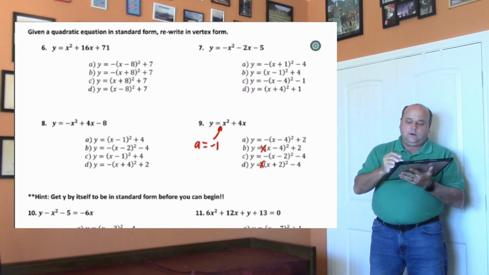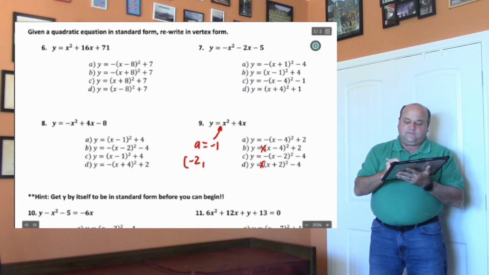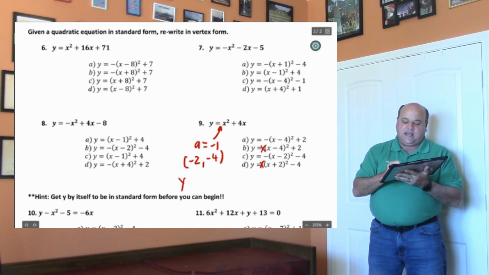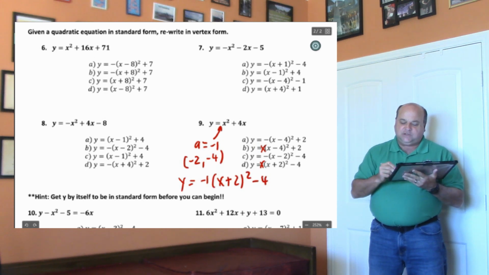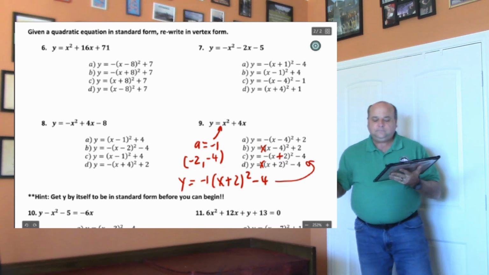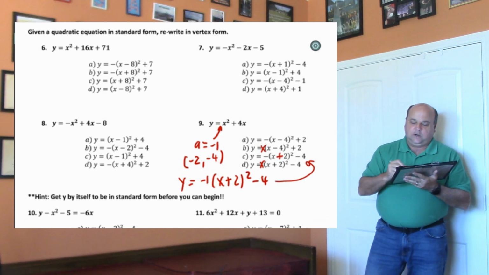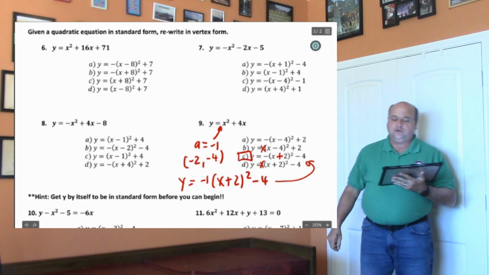So let's go back to here. My HK is -2, -4. That means I'm going to have y equal -1, parentheses, x plus 2 squared minus 4. And that matches up to none of them. Technically it would be C, but this needs to be a plus though. Wrong choice there. That was an error made by the publisher.